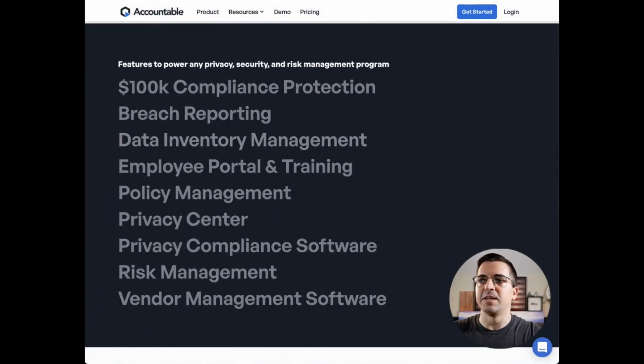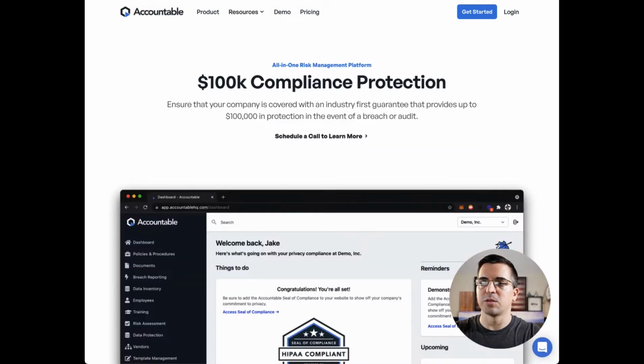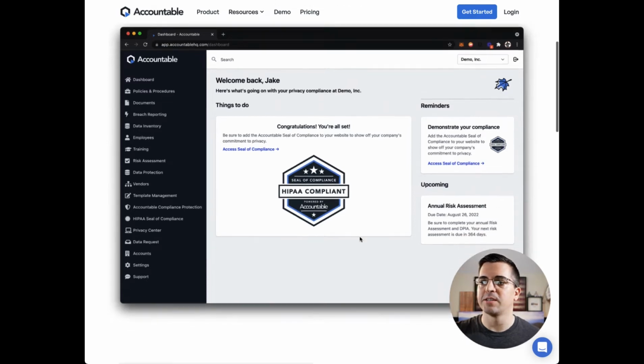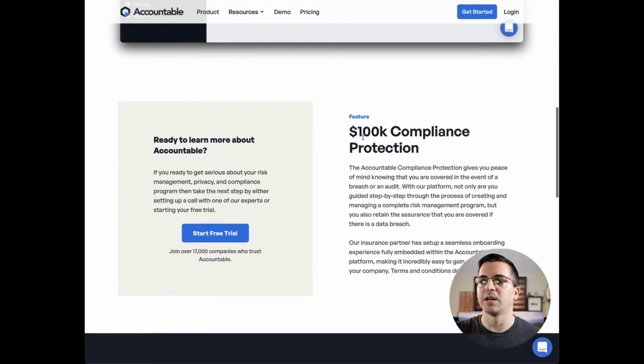If you kind of dive into some of their key offering areas, one of the things that I want to point out, first of all, is they do have a compliance protection. So if you go through their process and if you follow the steps that they recommend that you complete, then you're going to, within the portal that you'll have, receive a HIPAA compliance seal, which you can display. And just note that this is Accountable HQ's HIPAA compliance seal. This isn't the government saying that you're HIPAA compliant. But you can display this, and you can also receive compliance protection.